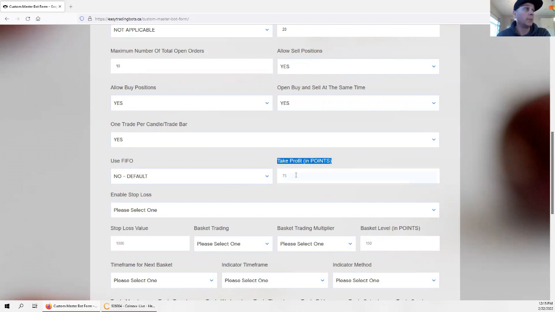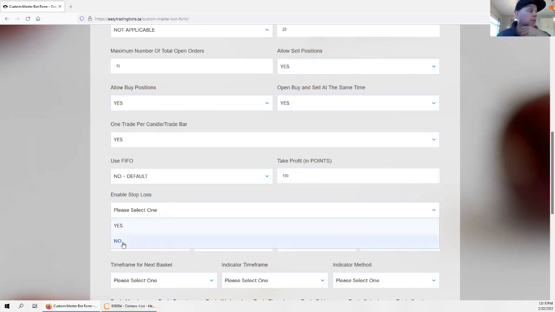So then take profit in points. When it opens up an order, where do you want to take your profit? Do you want to take your profit at 100 points, 10 pips? If you go 7 baskets deep, once the 7 baskets wind up 100 points in profit, it's going to close the basket out. And again, you can optimize this over the weeks by changing this if you want to submit an optimization request. Enable stop losses, yes or no?